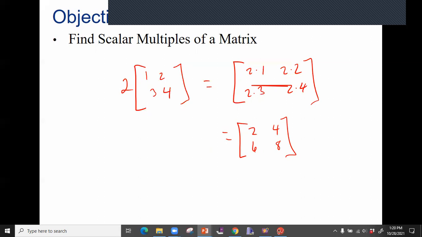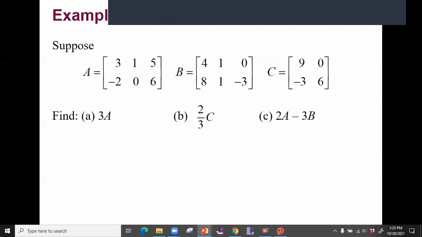All right, so we're still on the easy side. I'd like for you to practice your scalar multiplication and see what happens. On A, 3 times A means every element in A is multiplied by 3. So you are just testing out your multiplication skills here. 9, 3, 15, negative 6, 0, and 18.